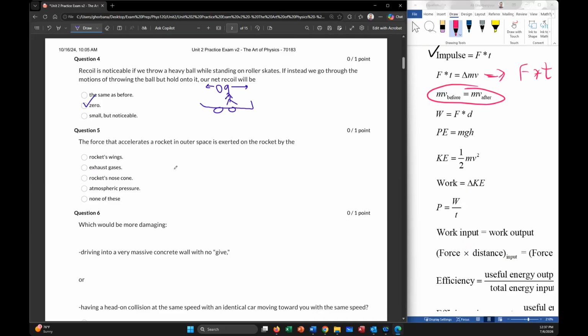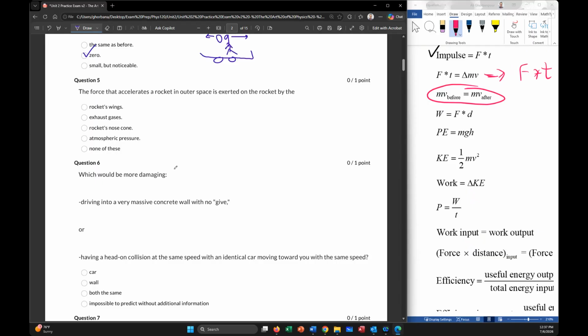Number 5, the force that accelerates a rocket in outer space is exerted on the rocket by the rocket wings, exhaust gases, rocket's nose cone, atmospheric pressure, none of this. This is exhaust gases. So that's why, using Newton's third law, action and reaction, it's pushing the system upward.